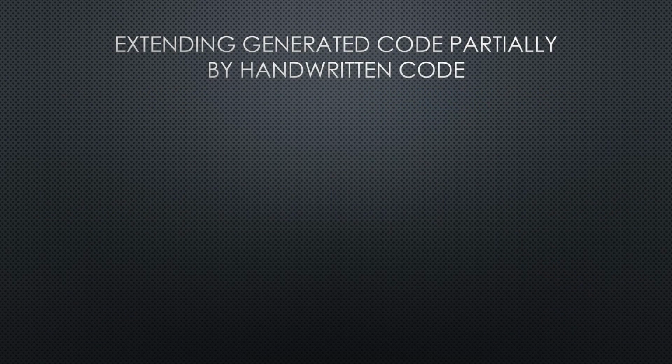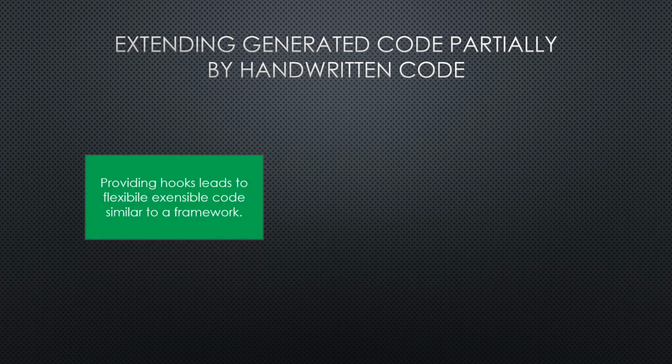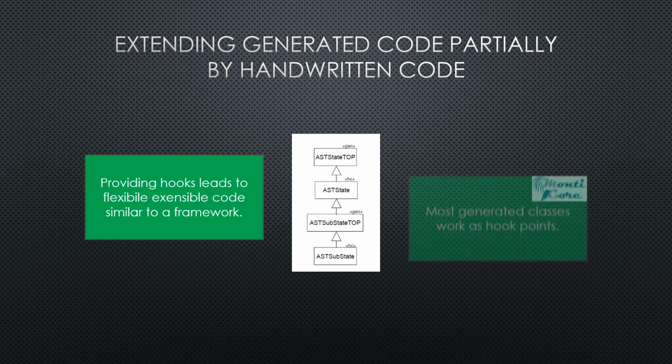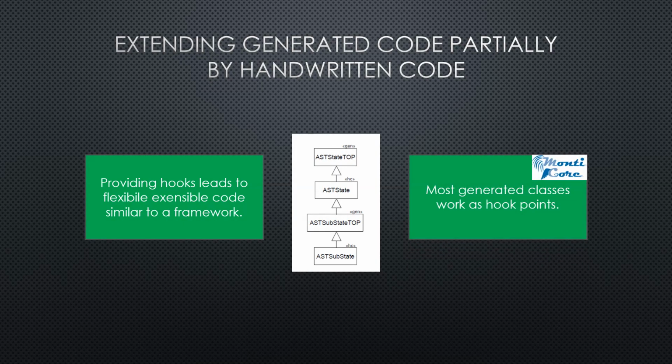In case generated code should be partially extended by handwritten code, providing hooks leads to flexibly extensible generated code, meaning the generated code works similar to a framework. MontiCore uses the TOP mechanism to integrate handwritten code into generated code. Thus, most of the methods in a generated class work as hook points. MontiCore also applies the hook point mechanism to free marker templates.